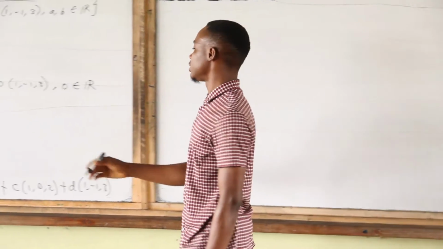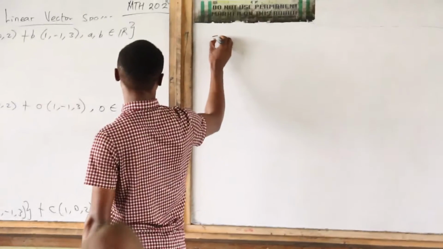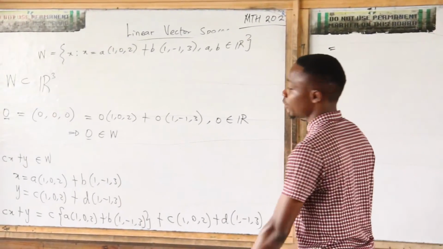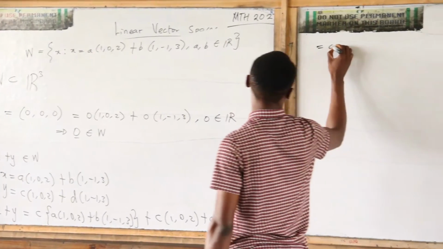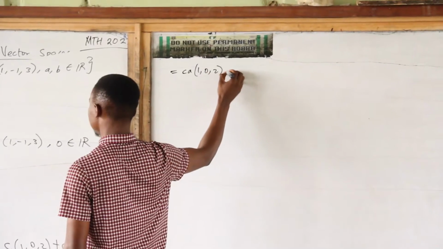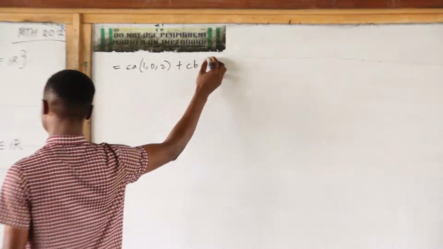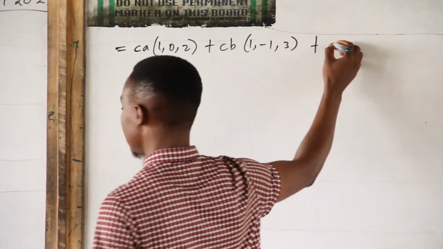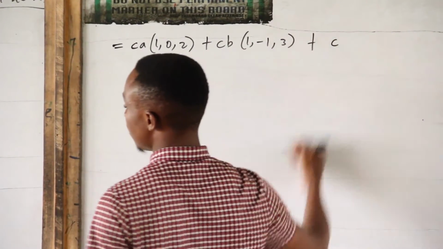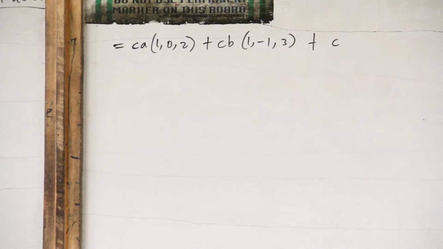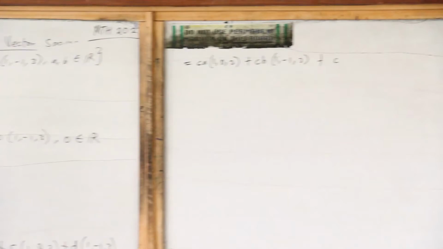Look at this. When I open the bracket and multiply what's inside, this is going to give us ca times (1, 0, 2) plus cb times (1, -1, 3) plus c. Oh, I'm using c on both sides. Let me change this one to d and c.